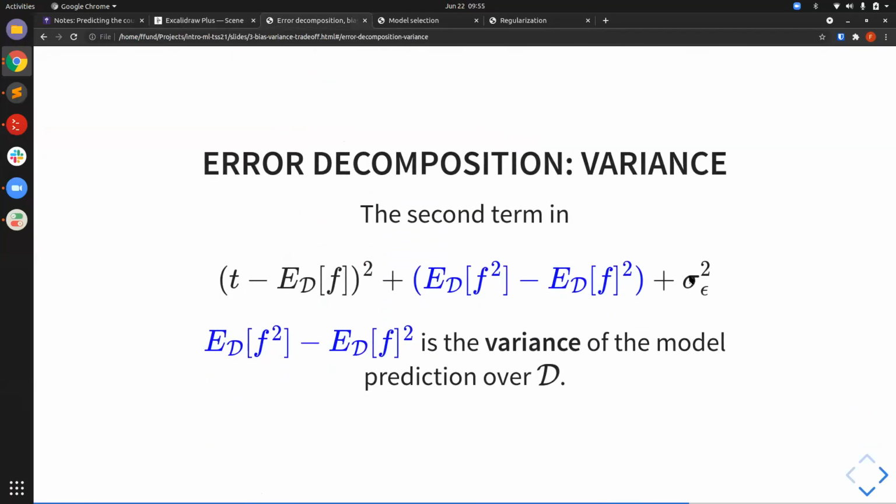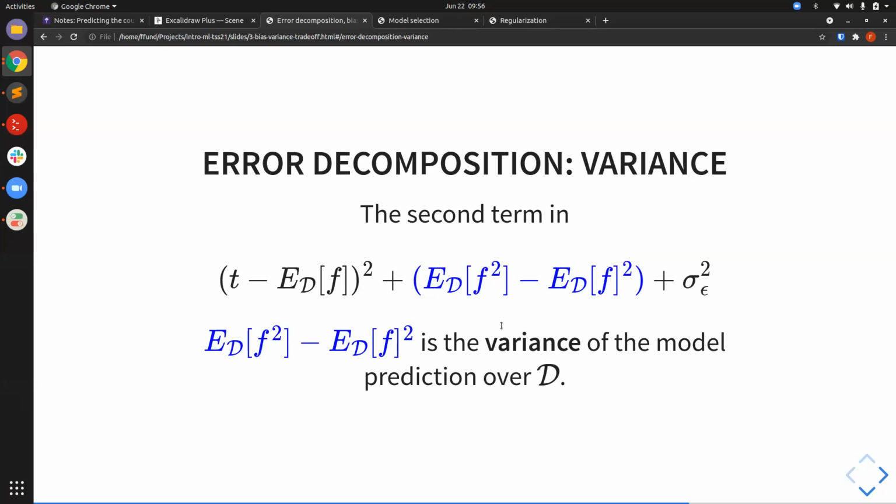The next term we said is, by definition, the variance of f over D, right? We said the expectation of a random variable squared minus the expectation of that random variable, squared, is, by definition, the variance of the random variable. So here, the second term in this error decomposition is the variance of the model prediction over the random draws of training sets.